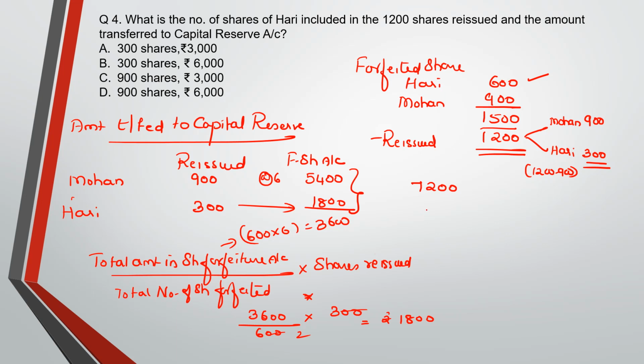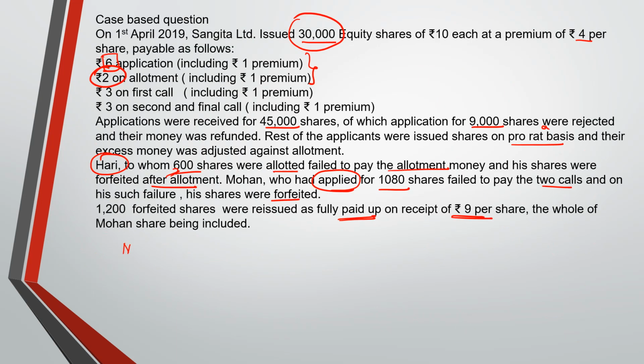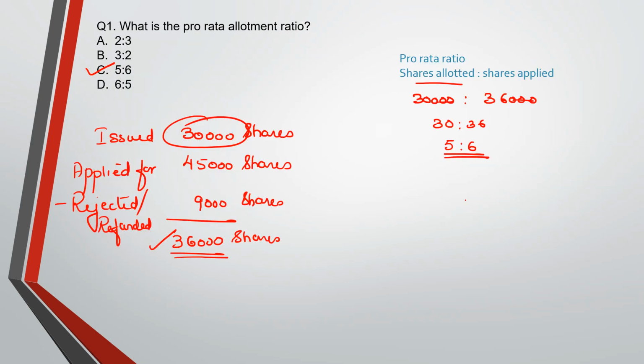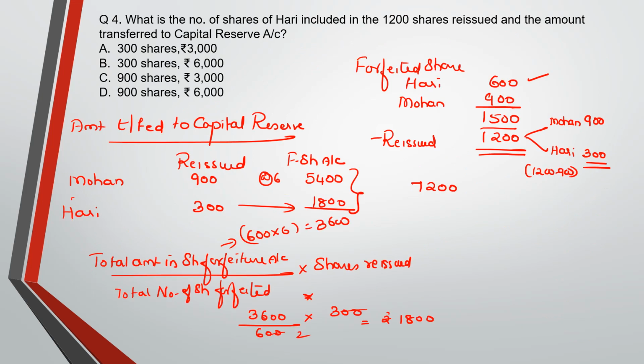But however, remember, the shares were reissued at discount because it was issued as fully paid up but on receipt of 9 rupees, which means 1 rupee discount. So on 1,200 shares, 1 rupee discount would be 1,200 shares into rupee 1, 1,200. Therefore, the balance of 6,000 is the amount which is transferred to capital reserve.